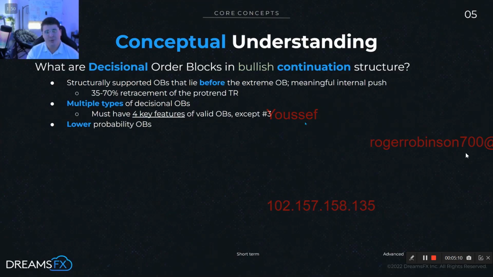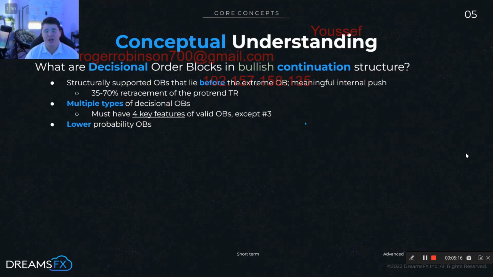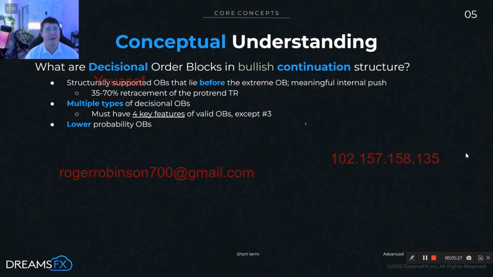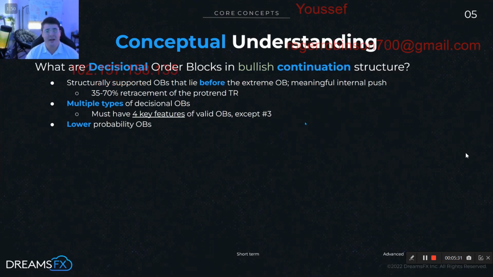So compared to extremes, as you're going to be seeing at the end with our takeaways, we have noted here that decisionals must have 3 out of the 4 core features of a valid OB, such as imbalances, the order block sweeping liquidity, the order block creating an expansive move, and having liquidity lie before it. One of those does not need to happen. In this case, that is liquidity being swept.